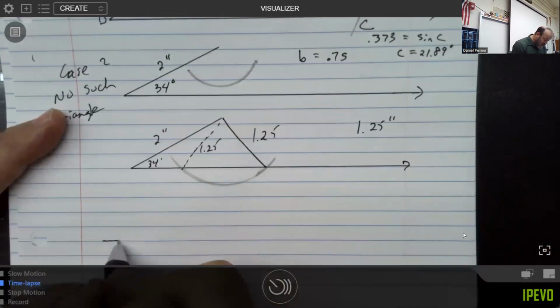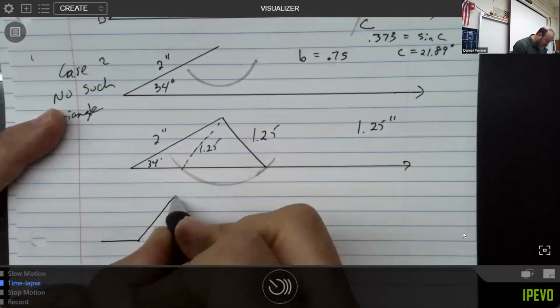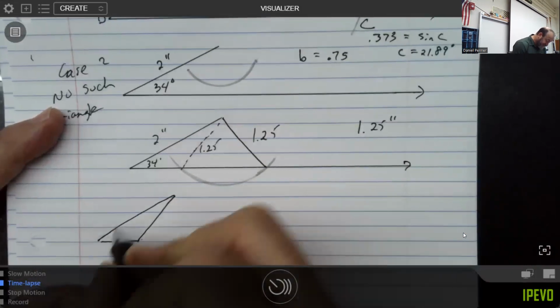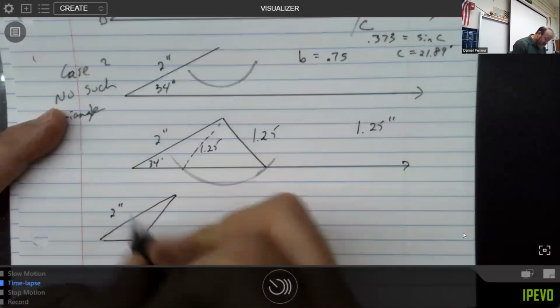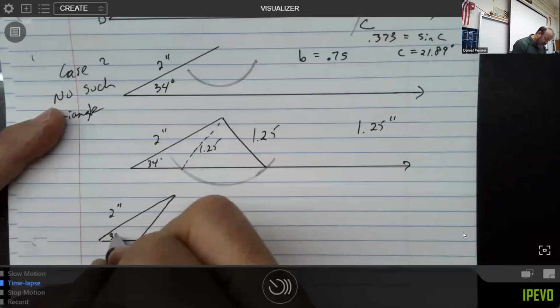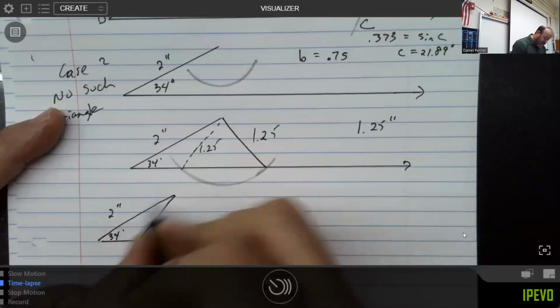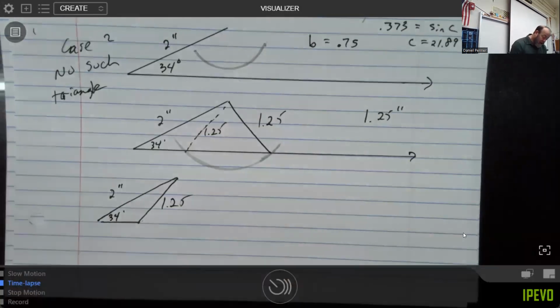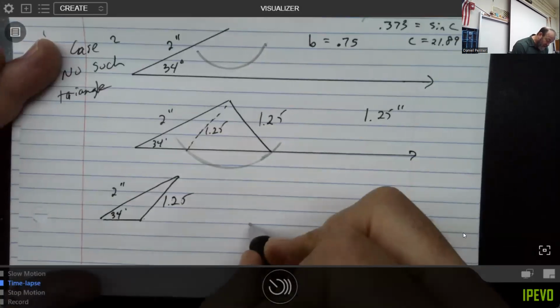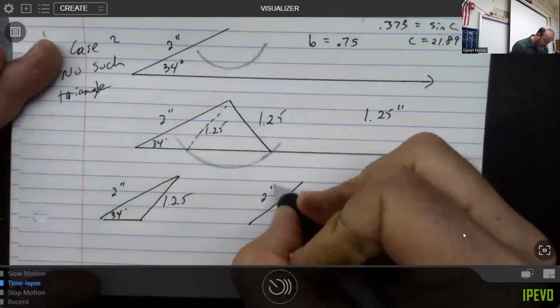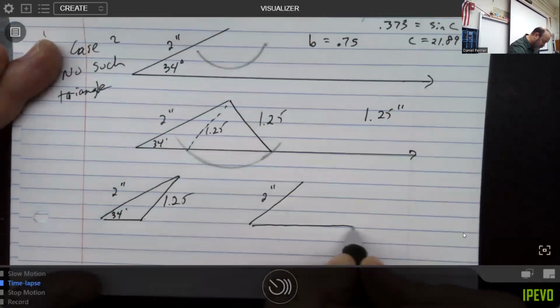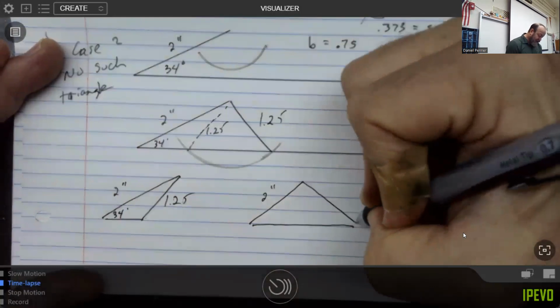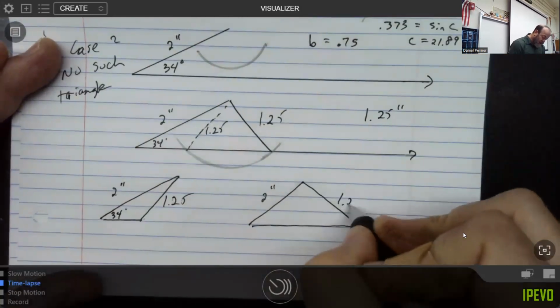I've got this one triangle sitting over here that is clearly obtuse. It has the 2 inches that I required. It has the 34 that I asked for. It has the 1.25. That has all of those criteria. But I also have this other one that is not an obtuse triangle that shoots out this direction, where the angle pops out that way as 1.25 as well.